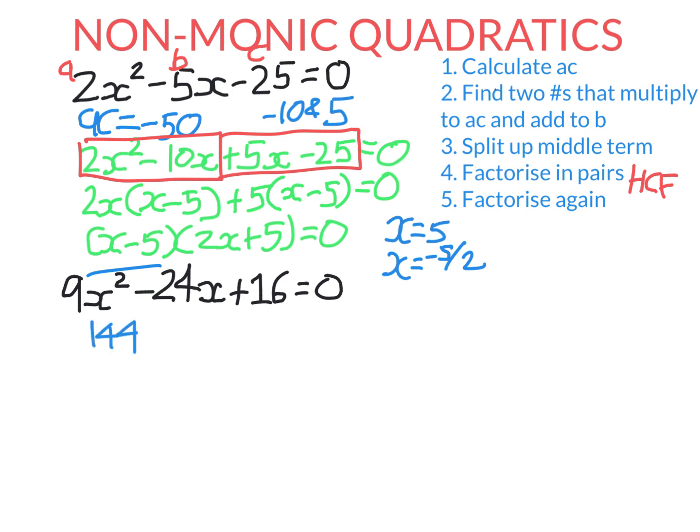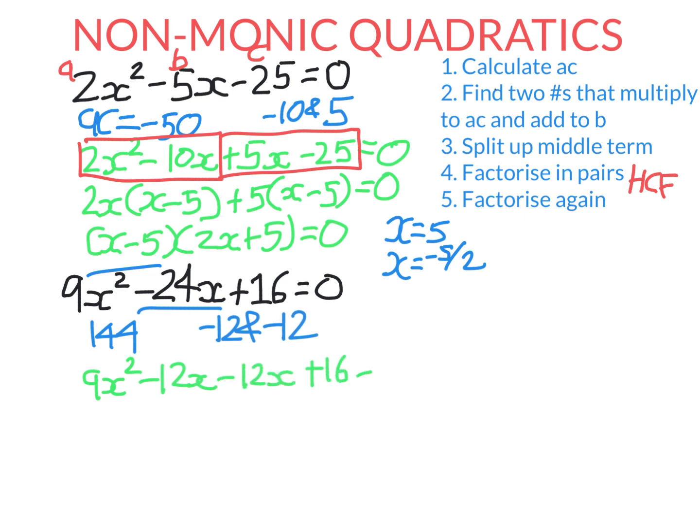I want two numbers that multiply to 144 and add to negative 24. Turns out those two numbers are negative 12 and negative 12. So I'm going to split up this middle term accordingly. I'm going to rewrite this as 9x squared minus 12x minus 12x plus 16 equals 0. Okay, I've done the first three steps.